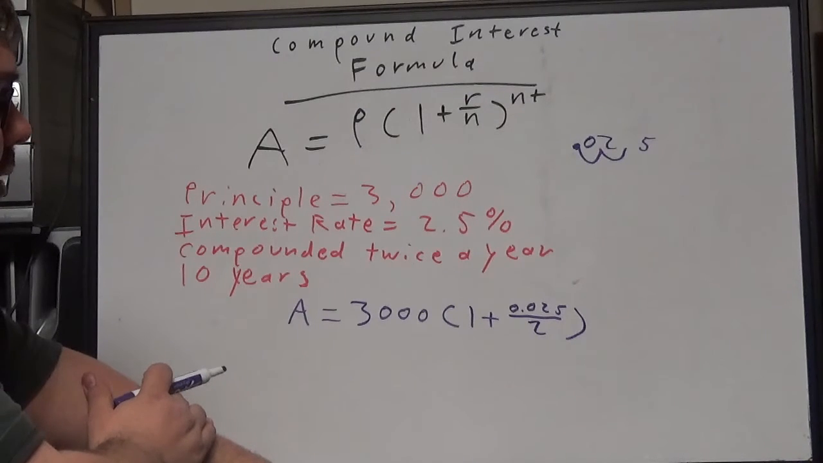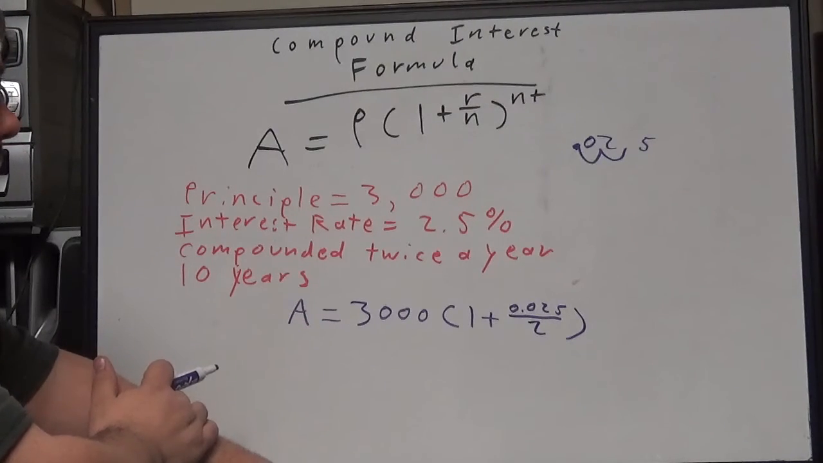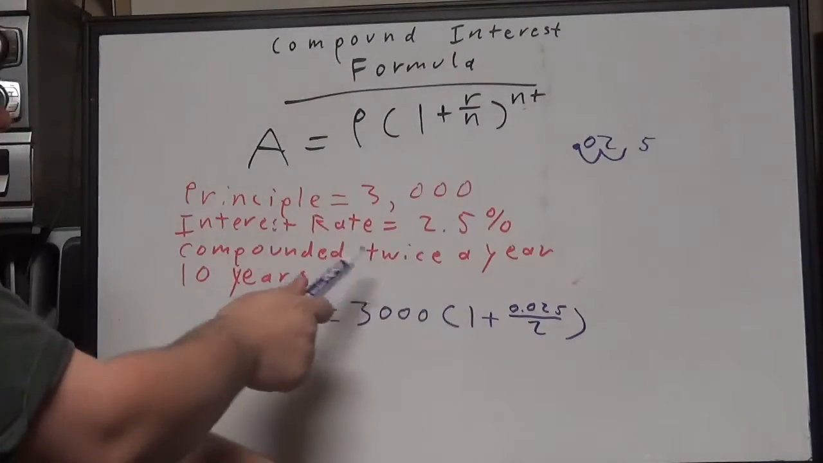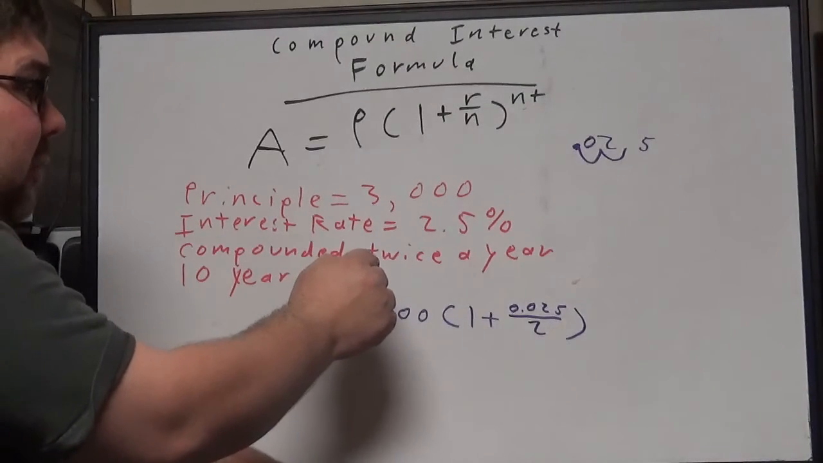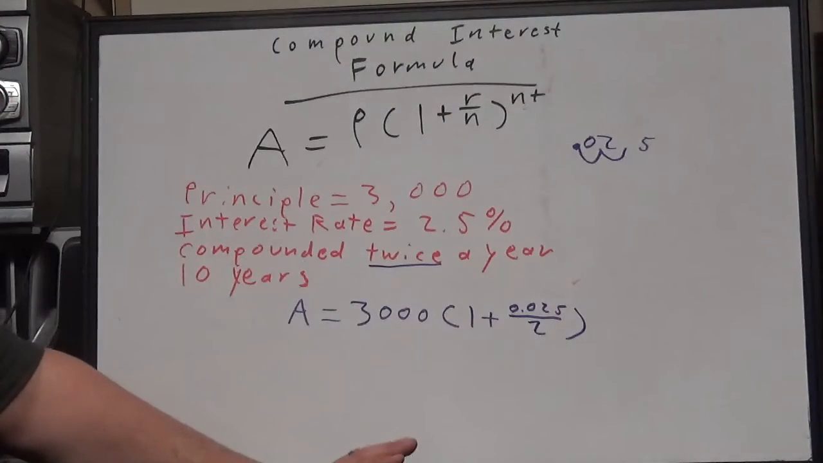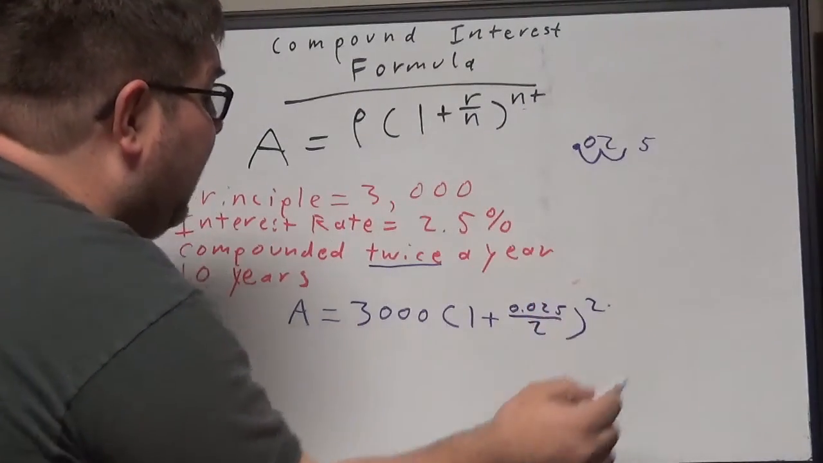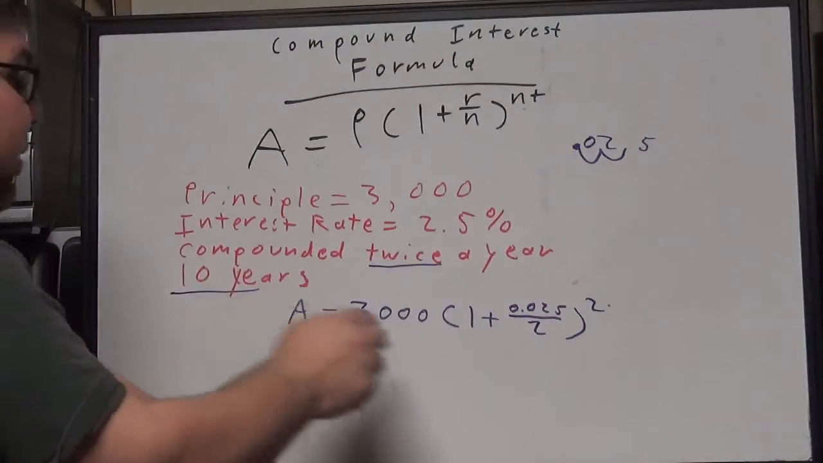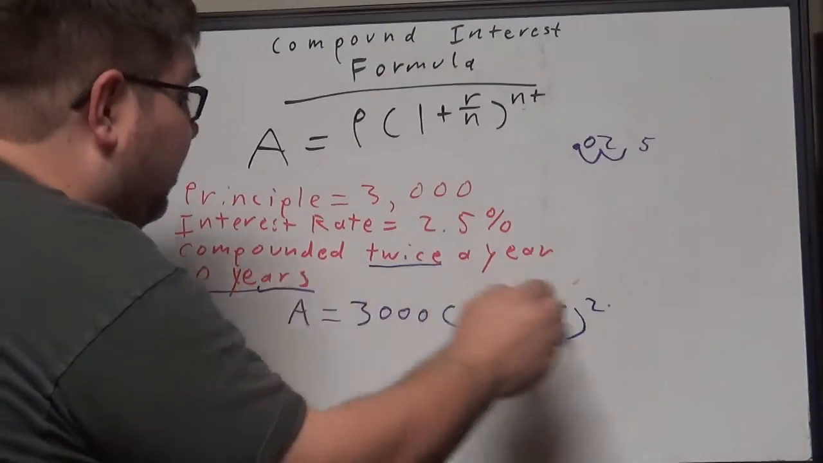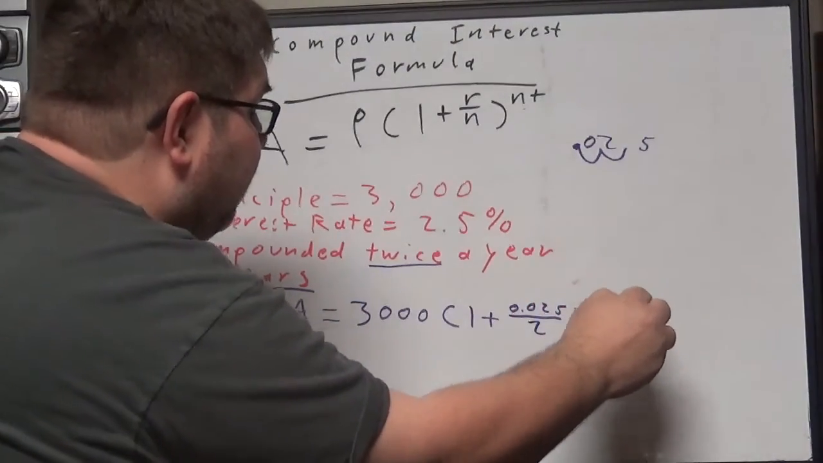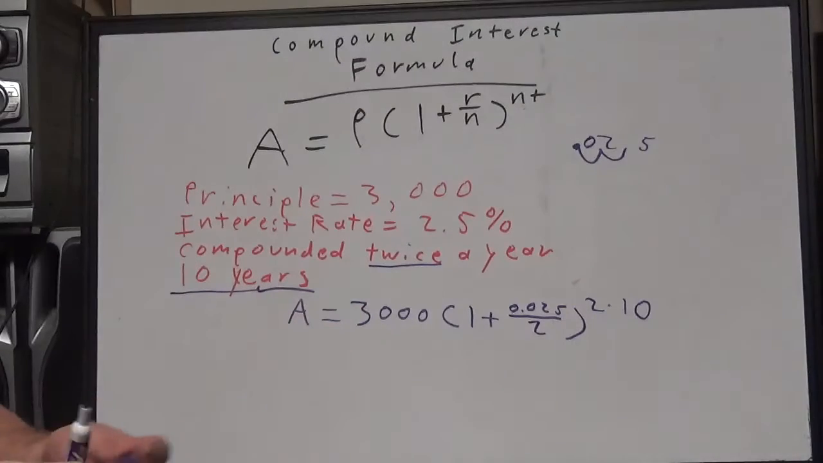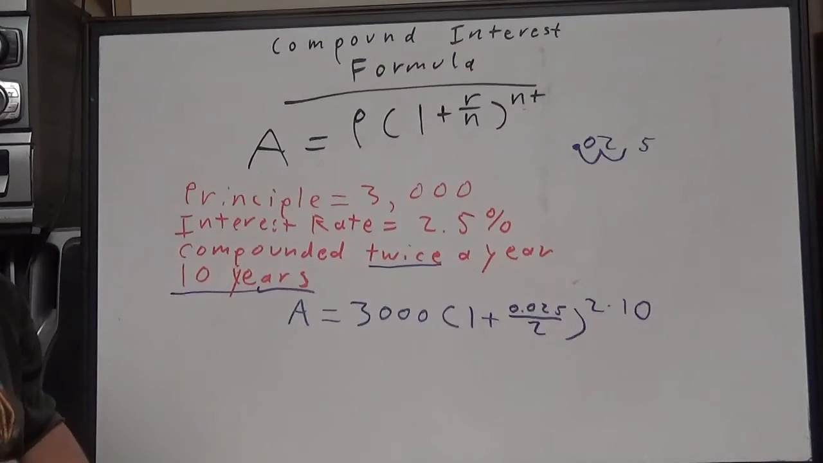So now I close the parentheses, and I'm going to write my exponent, N times T. N, we said twice. By the way, I should underline this. Twice, of course, meaning 2 times. 2 times 10 years, so 2 times 10. This is your problem, and this can go in a calculator.